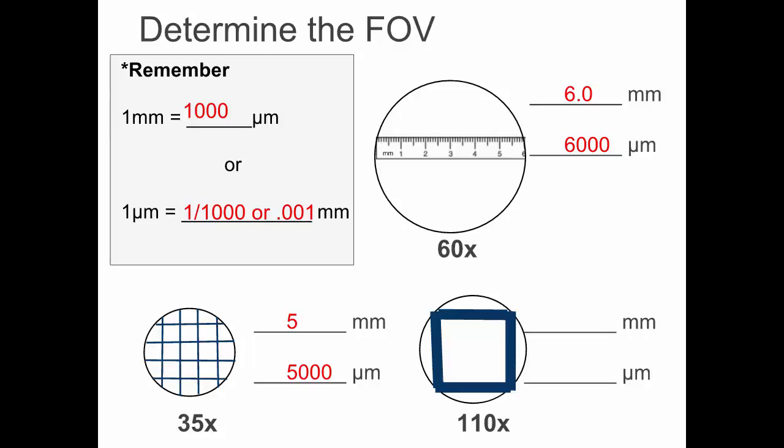If I zoom into 110x magnification and I see this, what's the field of view? This is 1 millimeter. So is it exactly 1? No, I have a little spot on each side. Again, something you would have to estimate. What about 1.2 millimeters, or 1,200 micrometers?